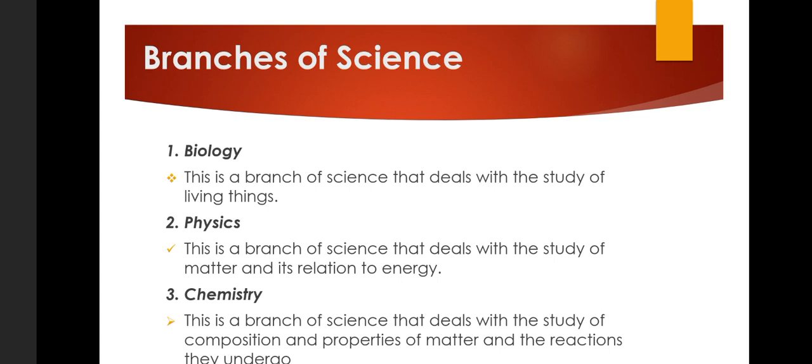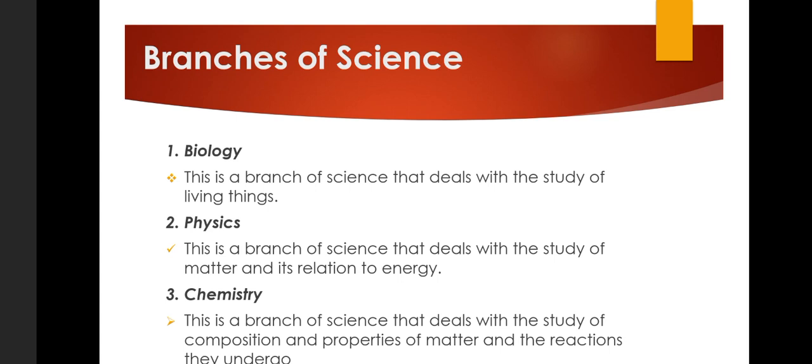Number one, we have biology. Number two, we have physics. And number three, we have chemistry. Biology is normally defined as a branch of science that deals with the study of living things. I want you to note that a living thing is anything that has life. They are normally categorized into two broad categories. Category number one, we have plants, and category number two, we have animals.